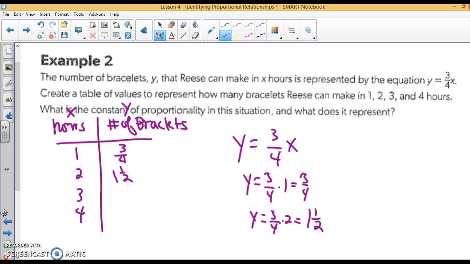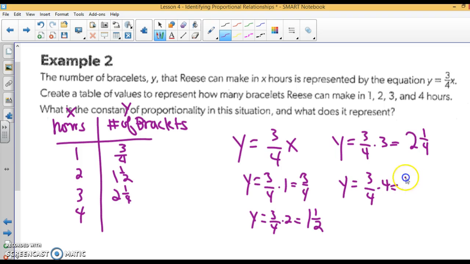If I substitute in 3, y equals 3/4 times 3. I will end up with 2 1/4, and you can use a calculator if you want. 2 1/4 bracelets in 3 hours, and if I substitute in 4, I get 3 bracelets. Now, it says, what is the constant of proportionality? Well, isn't the constant of proportionality right here? Y equals kx. So the constant of proportionality, k, is 3/4.